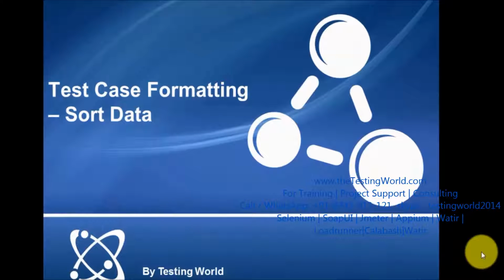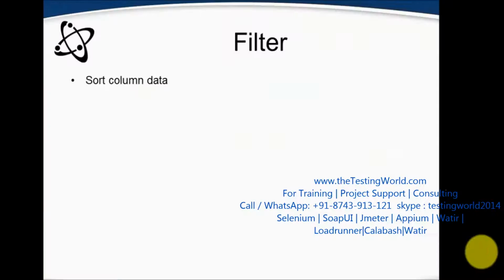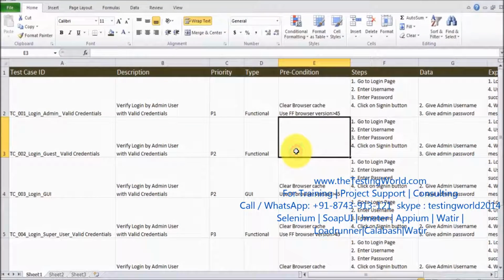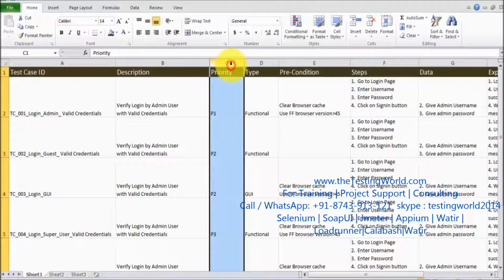In this session, I'll show you how we can sort the data in our test cases. So we can sort column data. I'm moving to my Excel sheet and I want to display test cases on the basis of priority. So I'm going to the priority and I'm going to set the sorting order of the priority. So first P1, then P2, then P3.